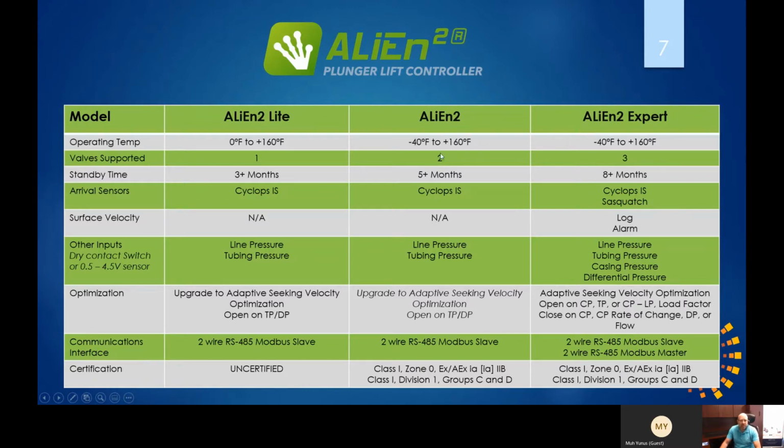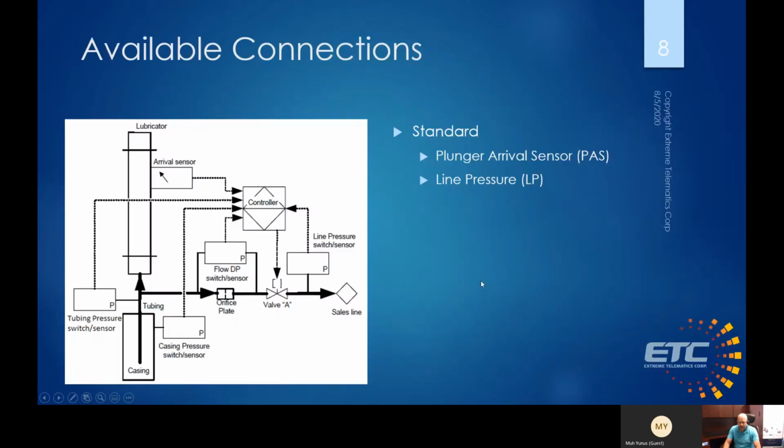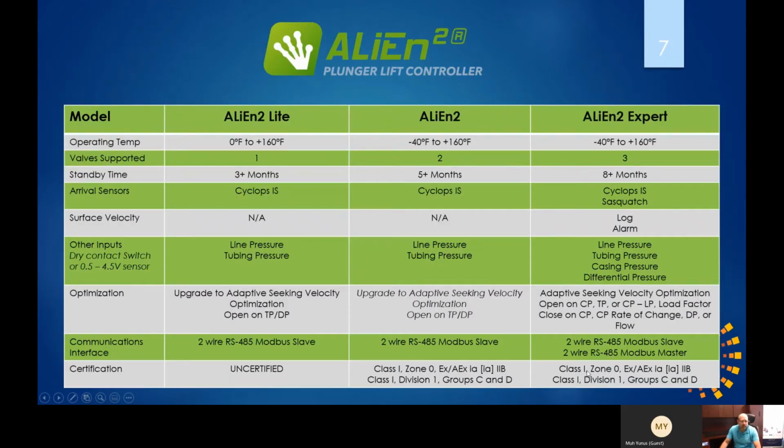The ALiEn2 is a slightly stripped down version of the ALiEn2 Expert, so you lose some of the optimizations. You have a slightly smaller battery. You don't have that second COM port. Both of these models are hazardous locations approved as Class 1 Zone 0 or Class 1 Div 1.